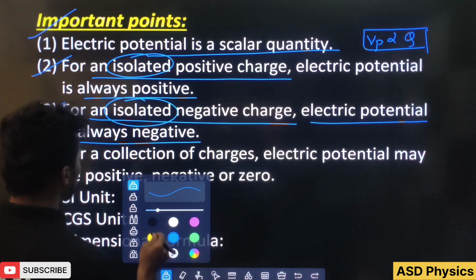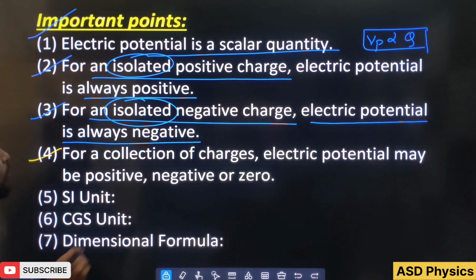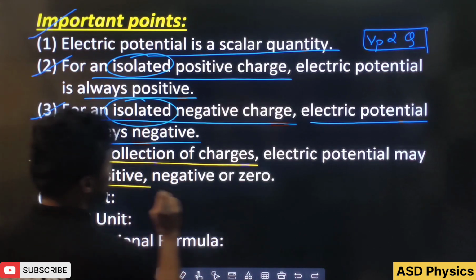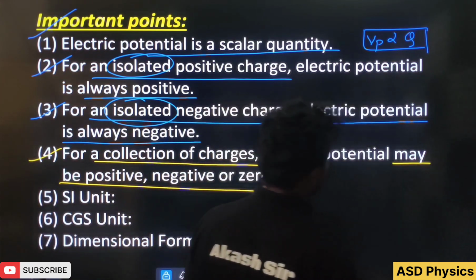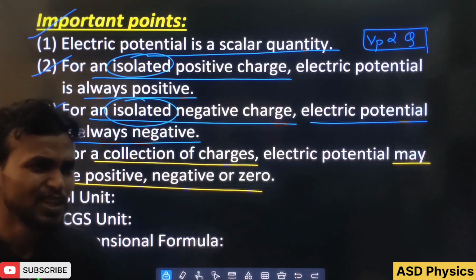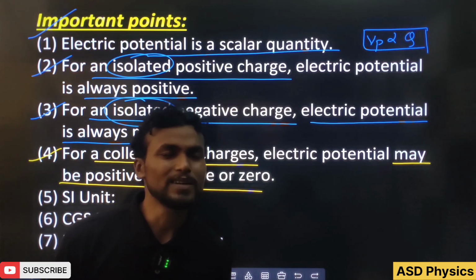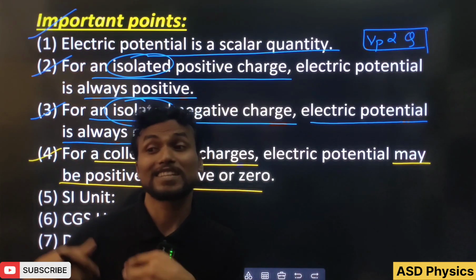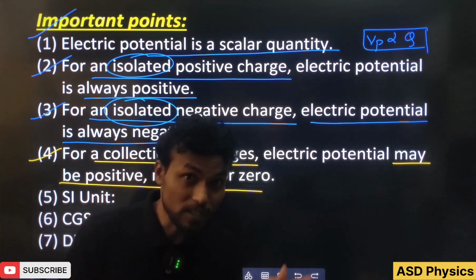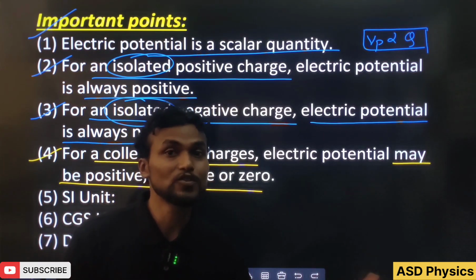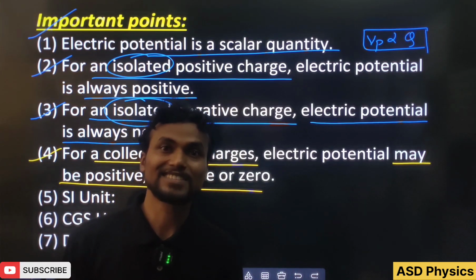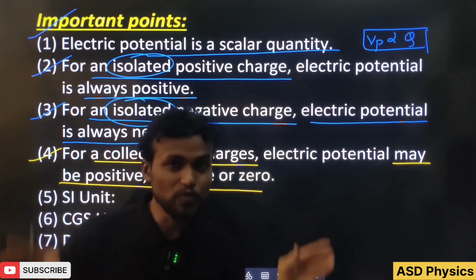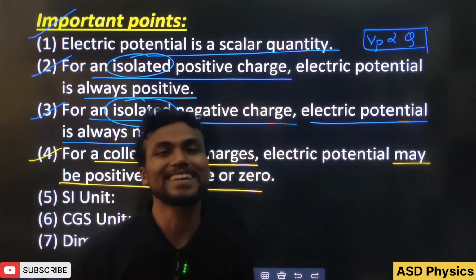Now students, after that, the fourth point: for a collection of charges, electric potential may be positive, negative or zero. Collection of charges means maybe 2, 3, 4 charges are there. Like one charge is 7 and one charge is minus 3, so potential will be positive. If one charge is minus 7 and the other is 3, the summation is minus 4, so potential will be negative. If one charge is plus 3 and the other is minus 3, then potential is 0 at a point. Depending upon the situation and charge configuration, this is just an example.